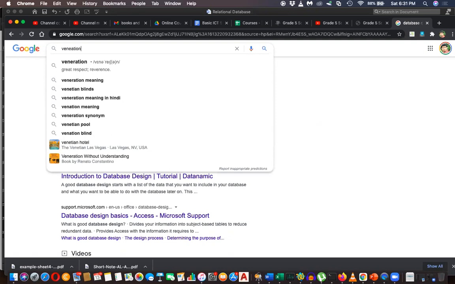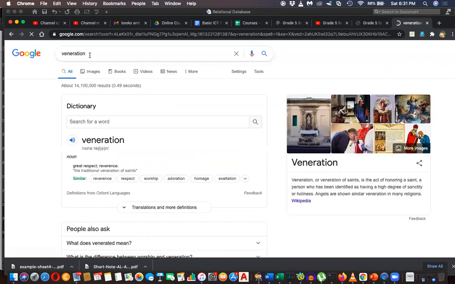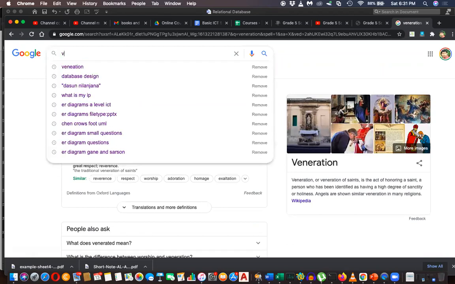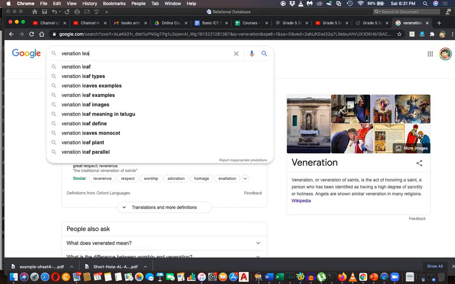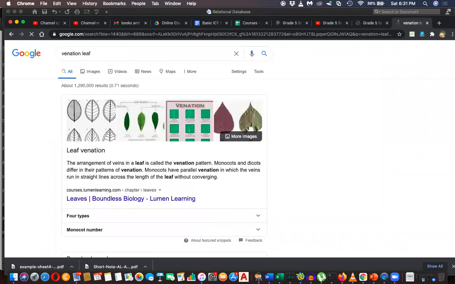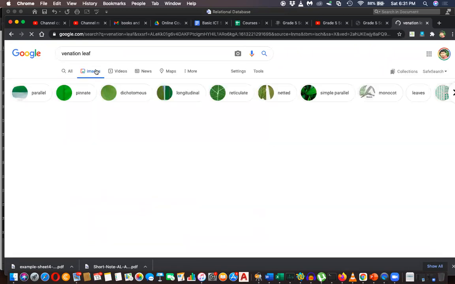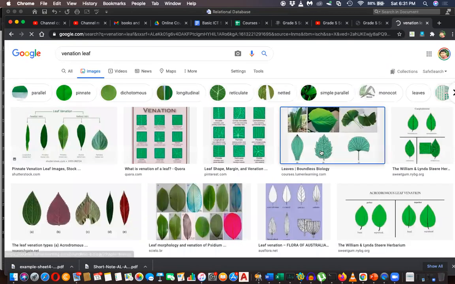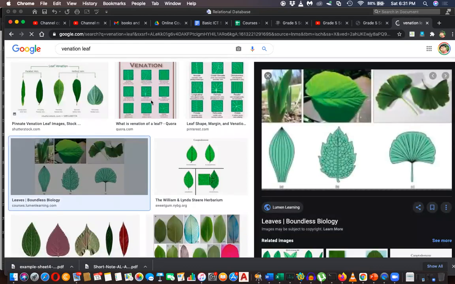I did biology for my A levels, so it was really useful. Sorry, not this one. Venation. Leaf venation means this. Since I did biology, this topic was interesting for me, because in my A levels, I did biology.